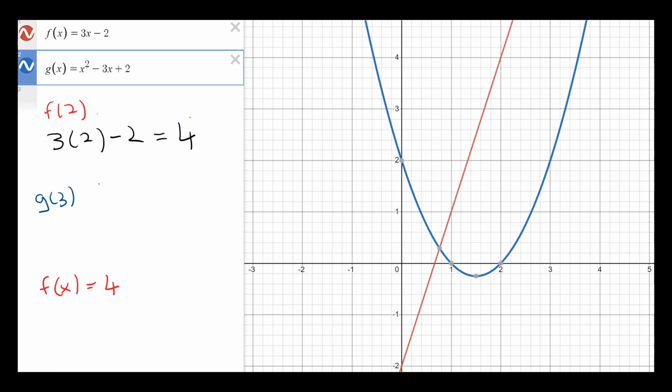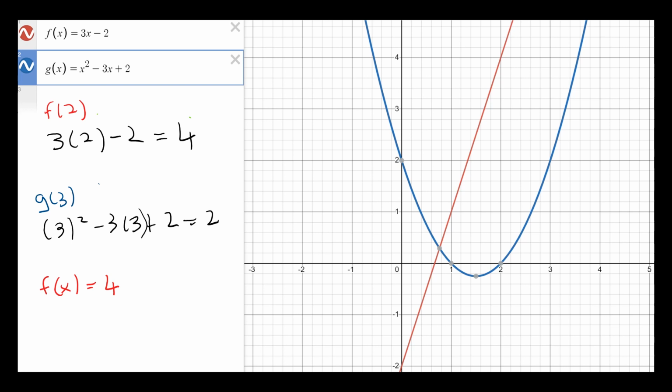We sub 3 in for x into the g of x function, so that's going to be 3 squared minus 3 by 3 plus 2. When you put that into your calculator, you get that's equal to 2, and again we can see from our function the g of 3, so you come across the 3, come to the blue function or the quadratic one, we come across and we get a value of 2.